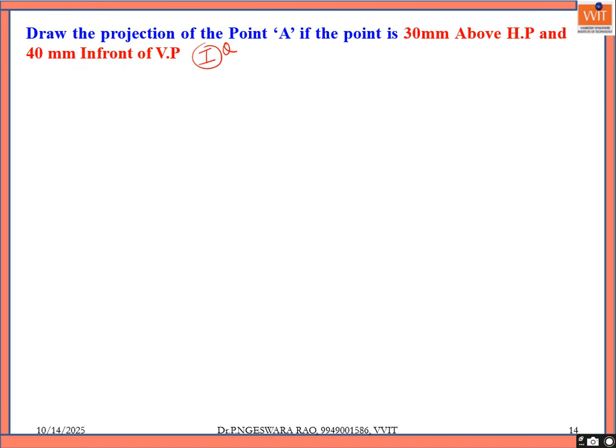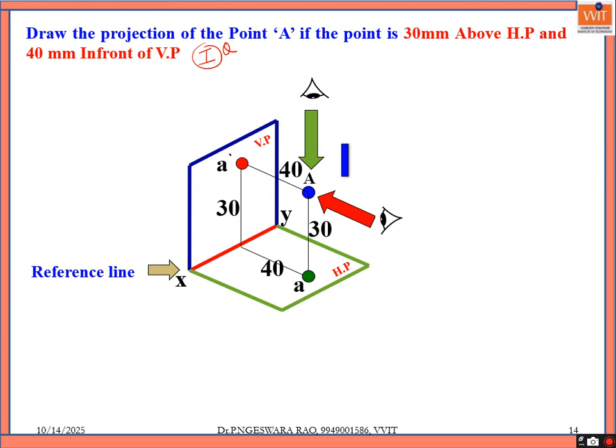Let us see the picture of how the object is in the first quadrant. The object name is A, and it is 30 mm above HP. This is the HP distance, so the HP distance is 30 mm. From VP, the distance will be 40 mm.